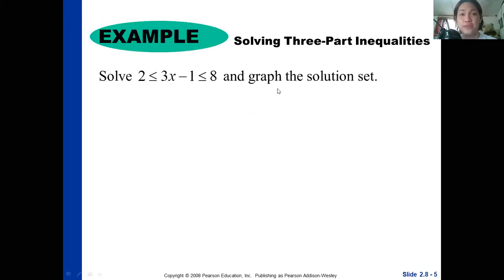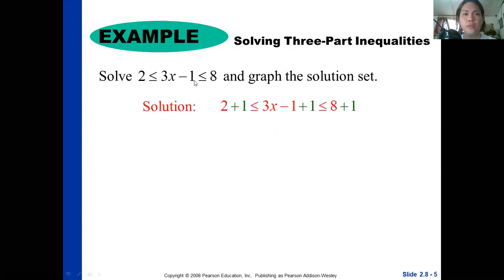So now let's proceed. Now solving 3-part inequalities. Solve 2 less than or equal to 3x minus 1 less than or equal to 8, and graph the solution set. Again, our task in here is to solve the solution set of the given inequality: 2 less than or equal to 3x minus 1 less than or equal to 8. And then after that, we are asked to graph the solution set.